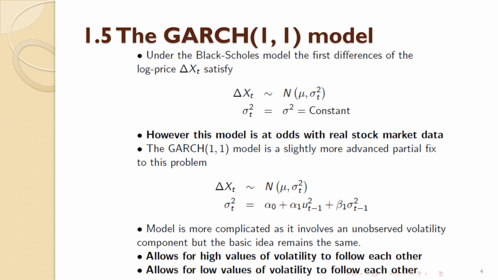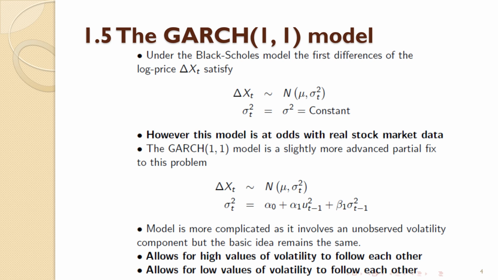So if you look at this fourth equation, sigma squared t equals alpha naught plus alpha 1 u squared t minus 1 plus beta 1 sigma squared t minus 1. So this is just the previous time period that is feeding forward and affecting today, and it's just a slightly more complicated way of guaranteeing that you can have high values of volatility following each other and low values of volatility following each other.